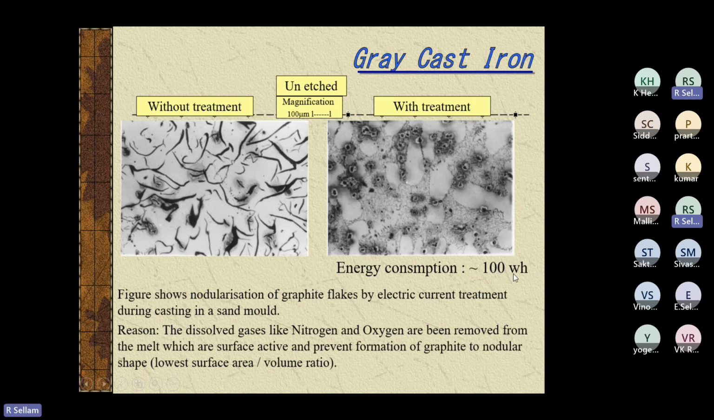Energy consumption only one. Nodules of graphite from flakes by electric current treatment during casting. Dissolved gases like nitrogen and oxygen, which are surface active and prevent formation of graphite nodules, are removed from the melt. The removal of nitrogen and oxygen, I have shown you in the earlier part. We are convinced that due to this factor, these nodules have been formed.